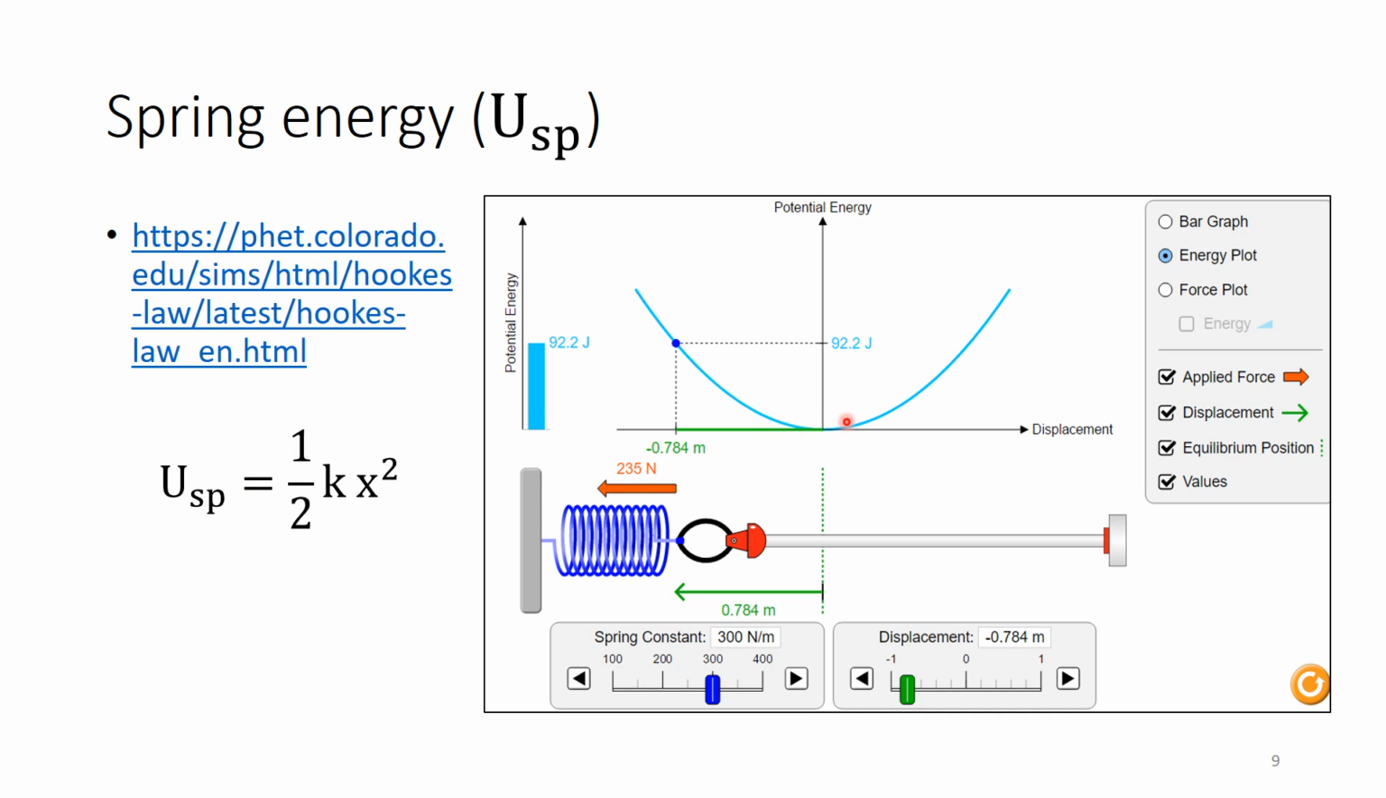Just like shown in this diagram here, you can see that the blue graph is always positive. It doesn't matter whether you extend it to the right or compress it to the left, the spring will always have positive energy when it changes the length. It will only have zero energy exactly at equilibrium.